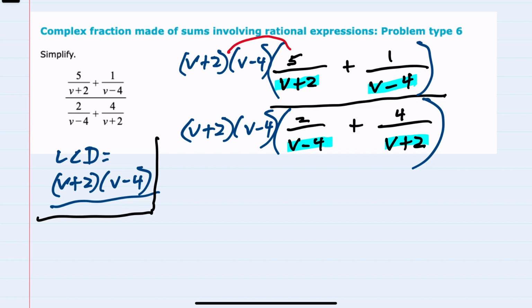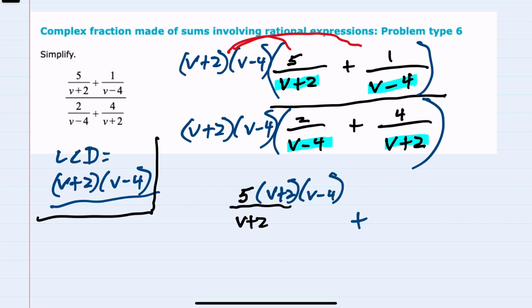To begin with, we would need to multiply the v plus 2 times v minus 4 times the first term in the numerator. So this 5 over v plus 2 would be multiplied by v plus 2 and the v minus 4. And then we would also need to multiply that second term, which is 1 over v minus 4, by that same lowest common denominator, v plus 2, v minus 4.